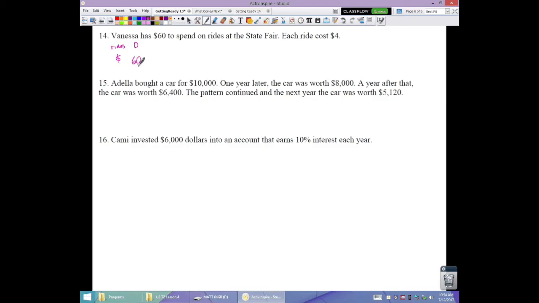She has $60. She goes on one ride. She spends $4. She now has $56. 2 rides, she has $52. 3 rides, she has $48, and so on. So this is decreasing $4 at a time, $4 for each ride. That makes it arithmetic. That means I can write my recursive formula, f of 0 equals 60, f of x equals f of x minus 1, and then subtract 4.